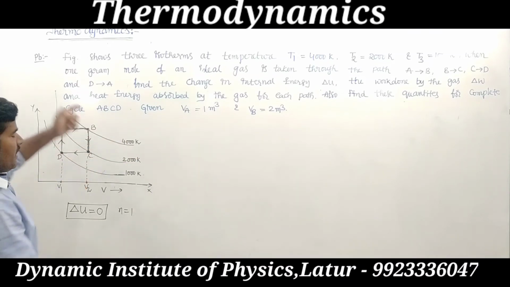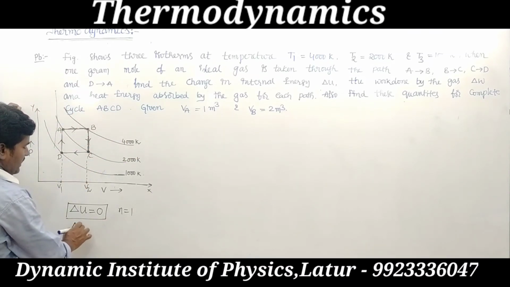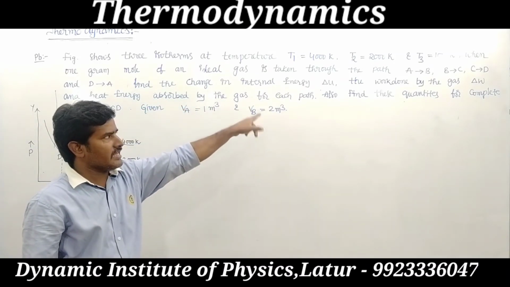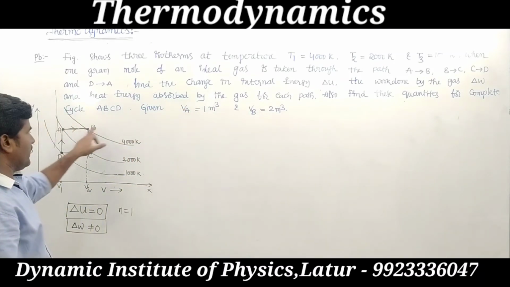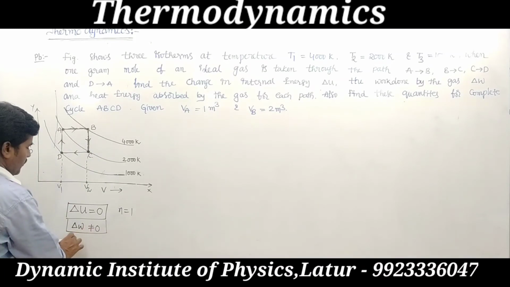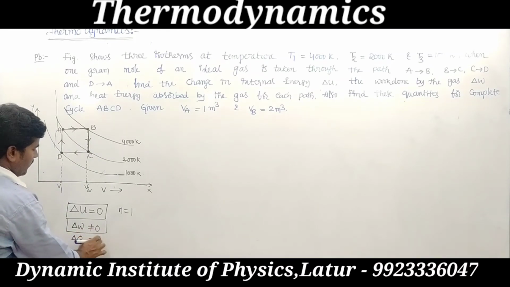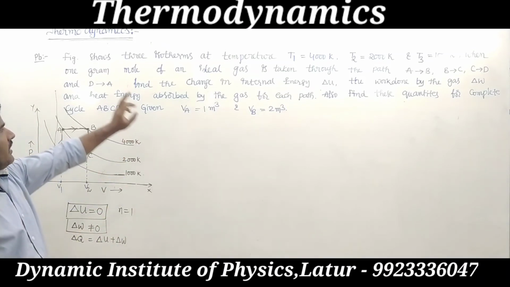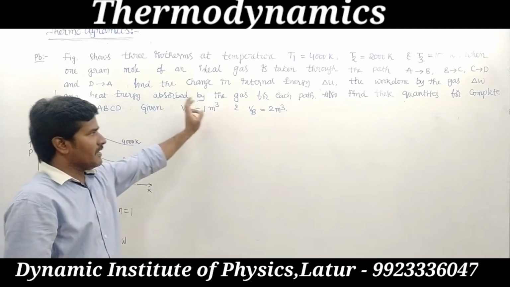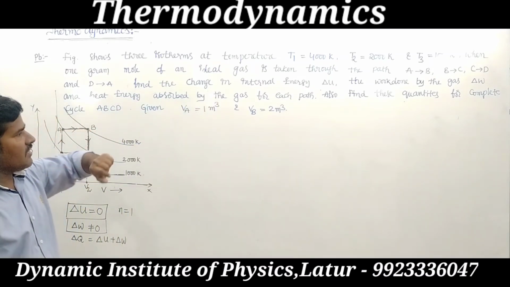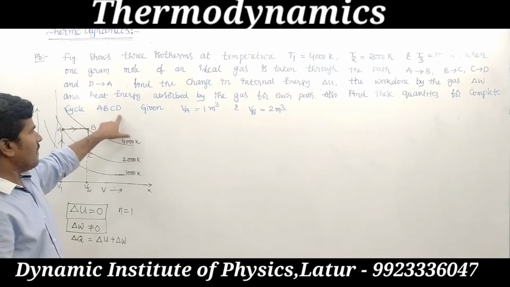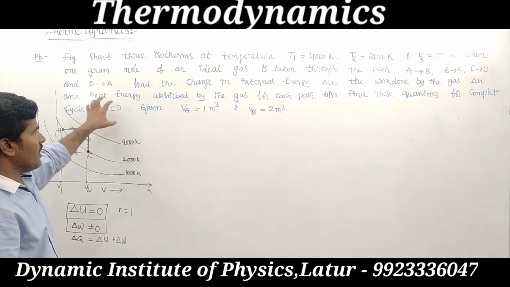The work done by the gas. Work done is not zero; we calculate the work done in this case. And again, the heat energy absorbed by the gas in each path, delta Q value, we also want. Delta Q equals delta U plus delta W. So we want heat absorbed by the gas in each path. Also find the quantities for the complete cycle A, B, C, D. For the complete cycle we want the heat.